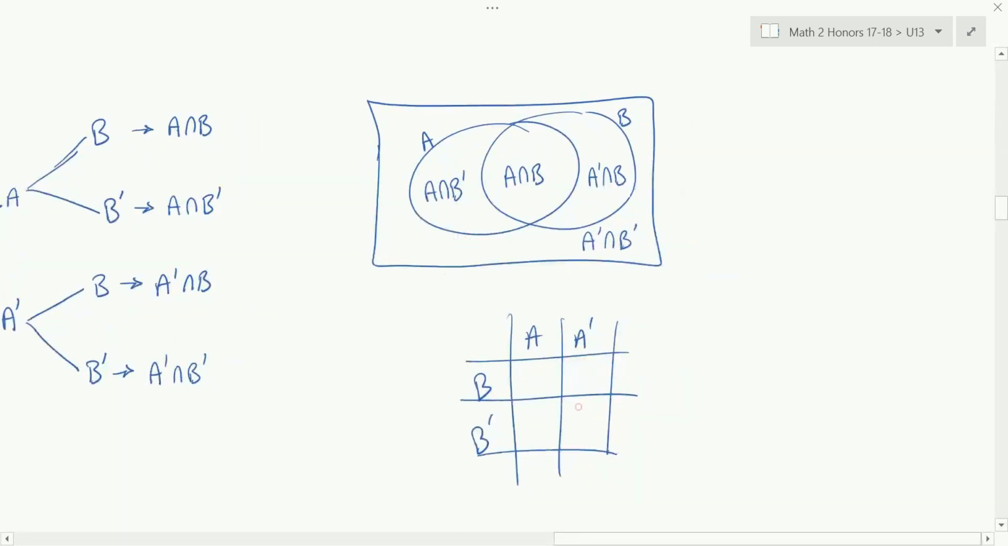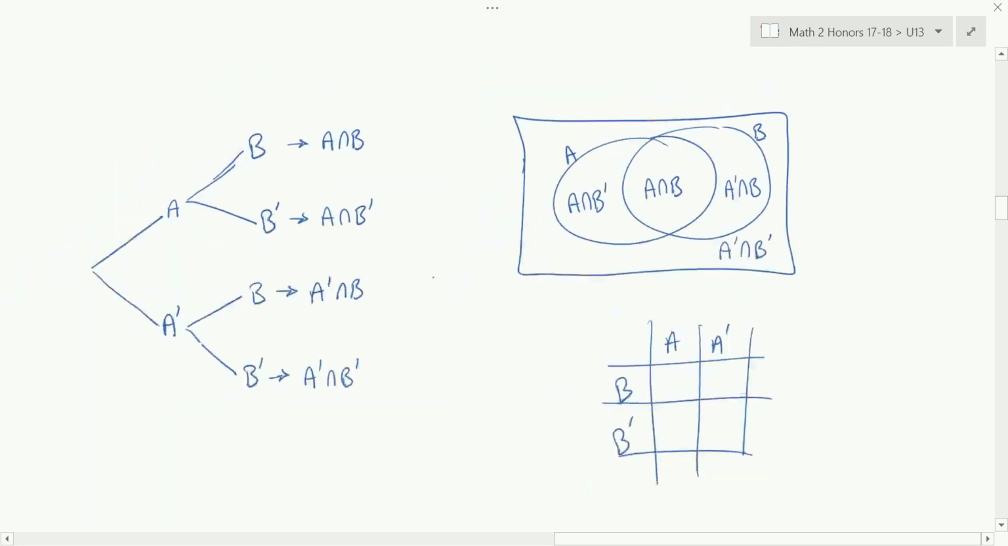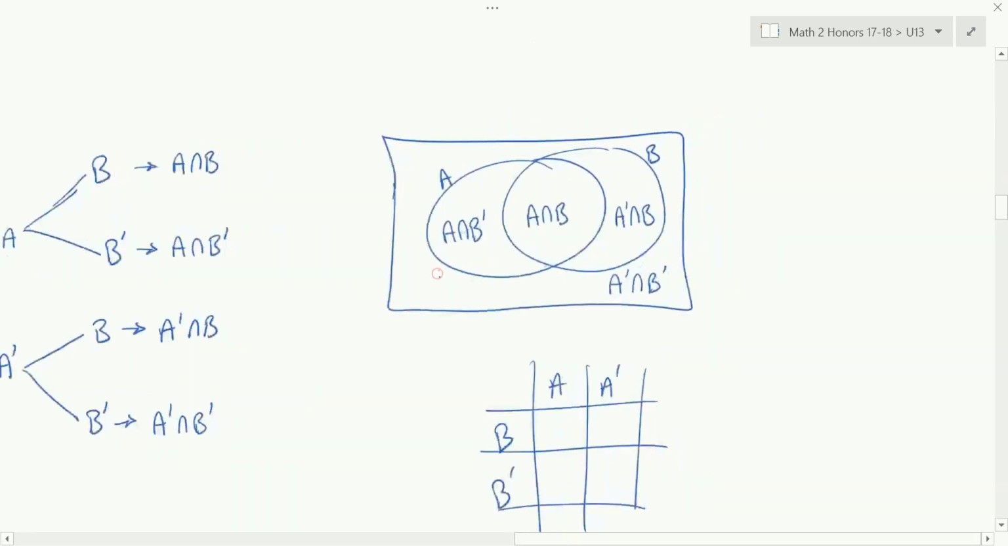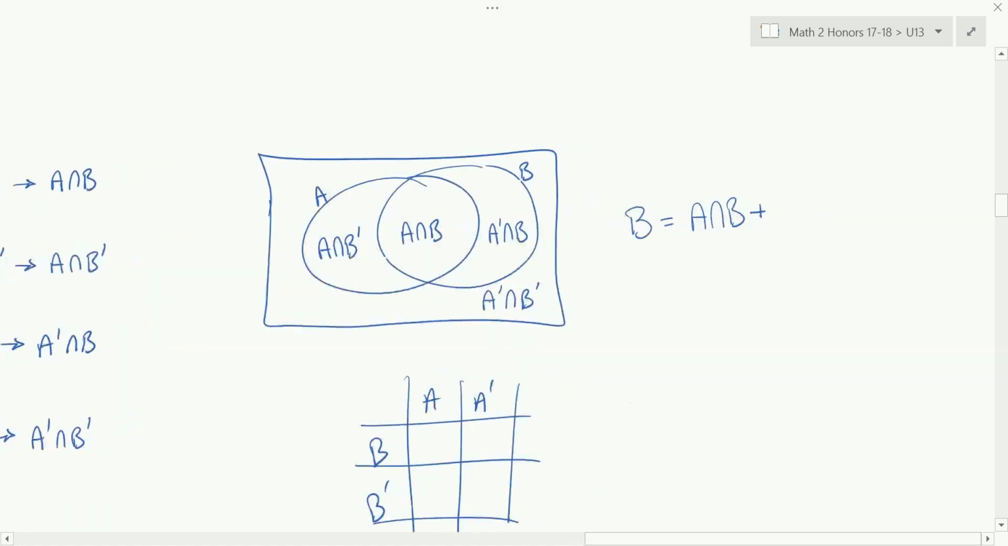Now, from the Venn diagram, I want to make that connection, but I also want to point something else out. If we're looking at B, just the circle B, circle B is created by two different sections, right? And so we could say that event B is the same as everything in the intersection, A intersect B, plus what else? What's the second part?